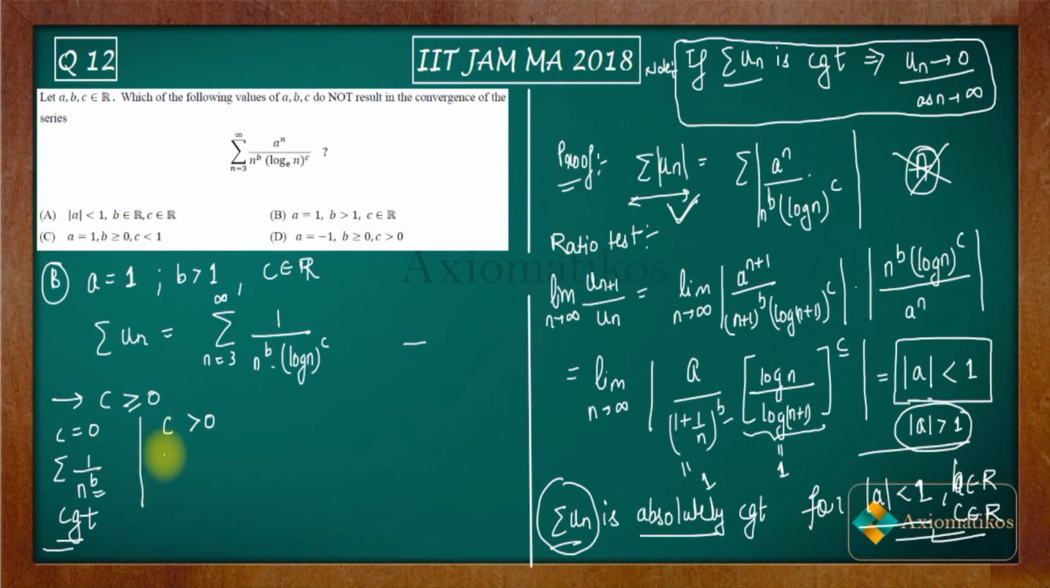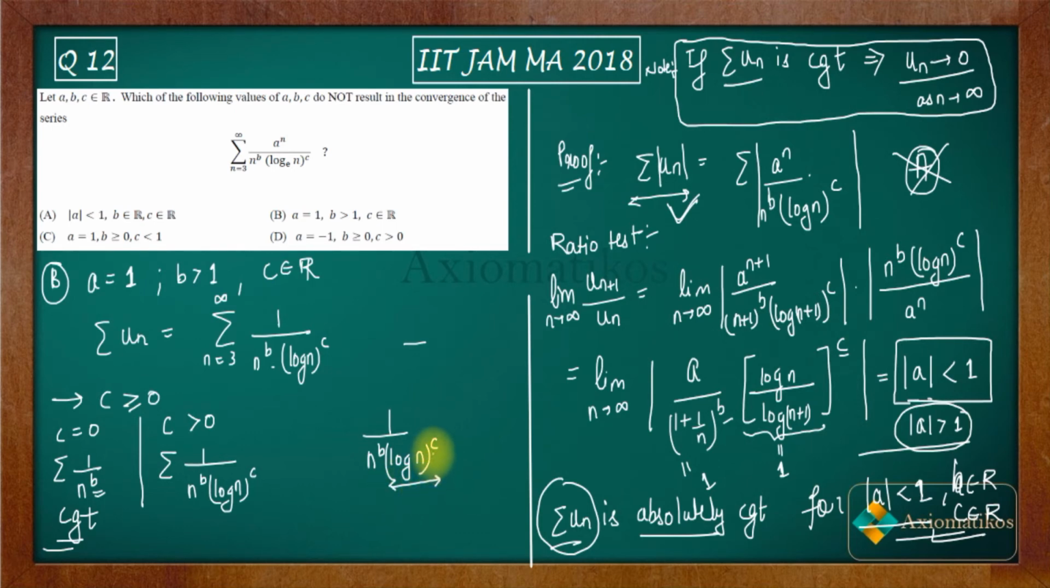So what's happening here? You will get your series like this: the summation of 1 by n to the power b times log n to the power c. So now c is greater than 0. This is the information you have. Now what do you know about this log n? You know that as n grows bigger and bigger, log n will go to infinity. All right. That means whatever the value of c you have, this thing will be bigger than 1 for some n. Are you getting my point or not?